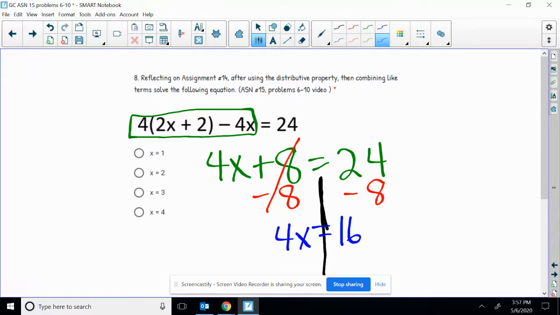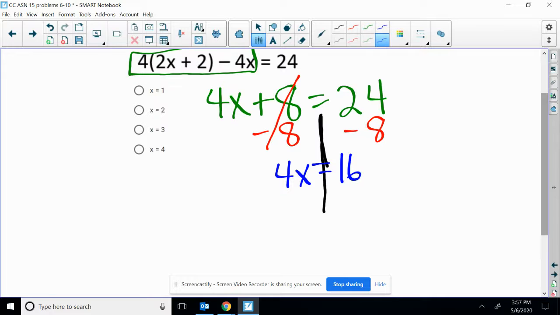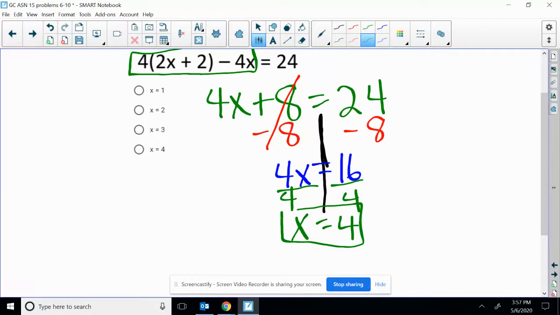Now, I need to multiply or divide. This is my second step in a two-step equation. They multiplied by 4, so I'm going to divide both sides of the equation by 4. And 4 divided by 4 is 1x. All I have left is 1x. 16 divided by 4 is 4. So x equals 4.